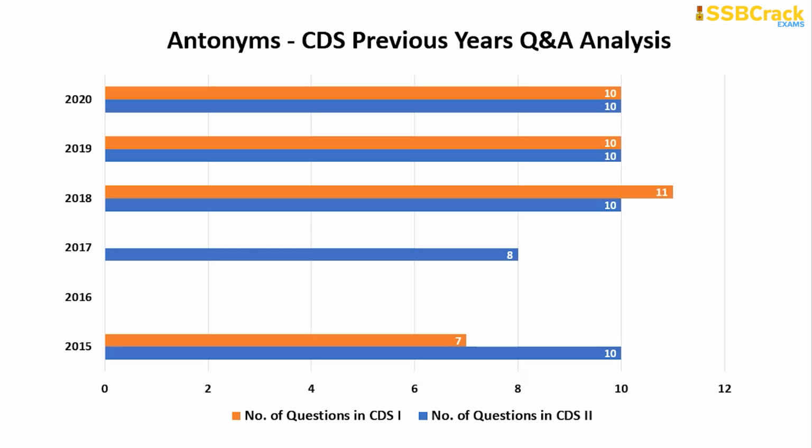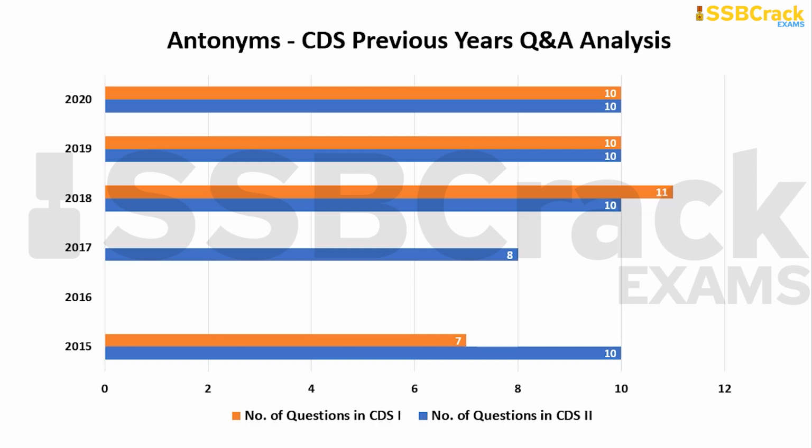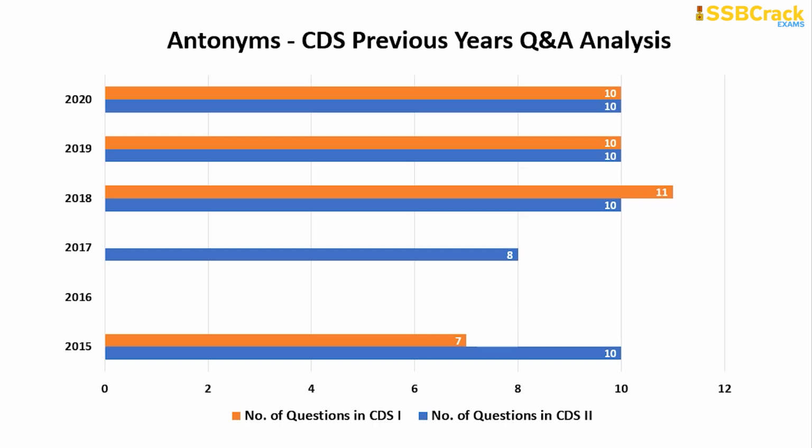We are going to take antonyms and synonyms together in our study plan, because learning them together will help you remember them, and will also help you complete these two topics together in a much shorter time. So you are going to take them together, but first let me show you the previous year's Q&A analysis of the topics, right?